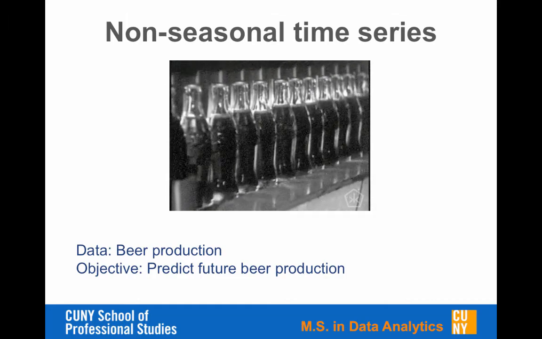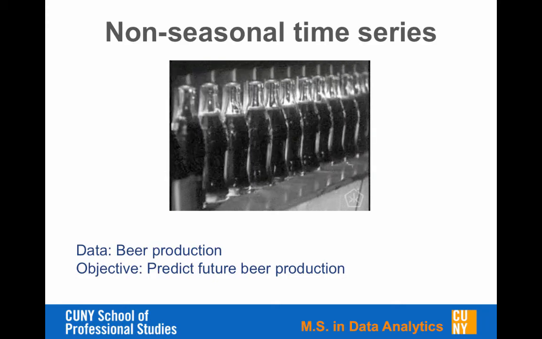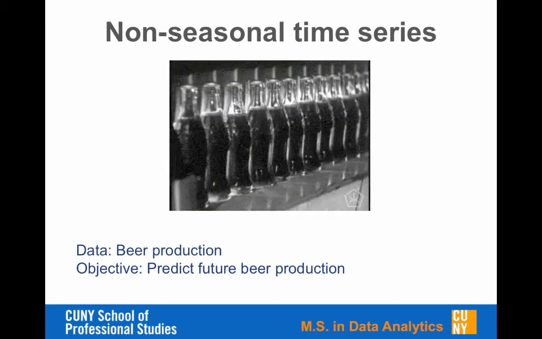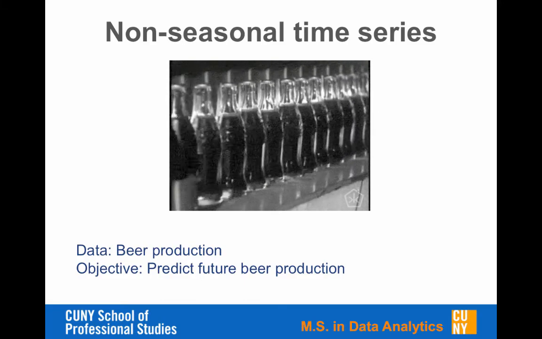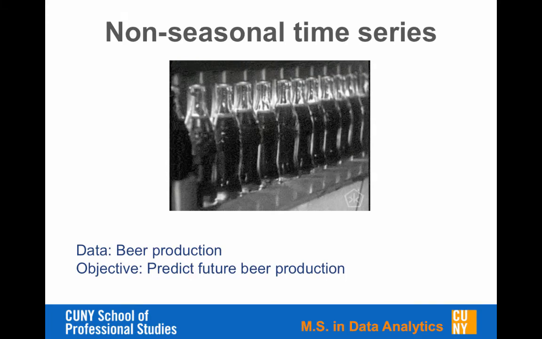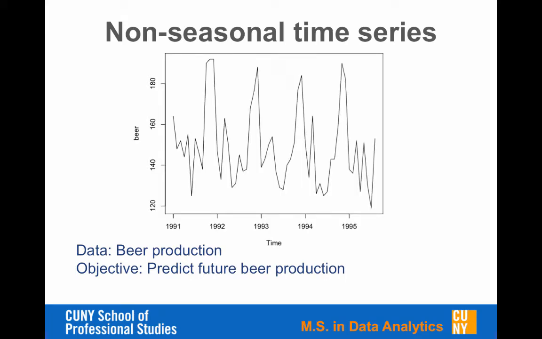In addition to the cross-sectional, we have two types of time series data. We've got non-seasonal time series data. One example is beer production in Australia. With this time series, we would want to try to predict the future beer production based on the time series that was given. And so this is what it looks like. It does actually look like there's some seasonality, but it's not as pronounced as some other data series.